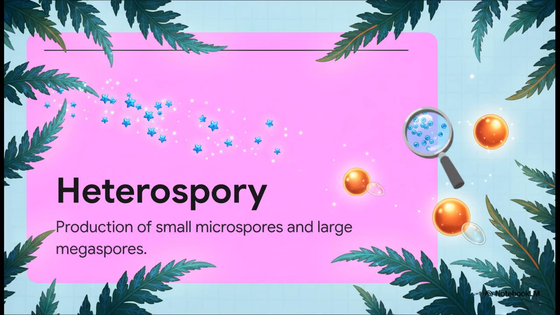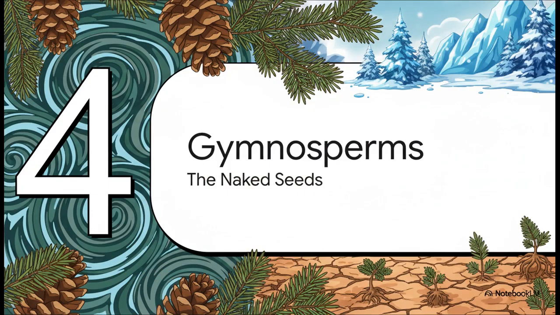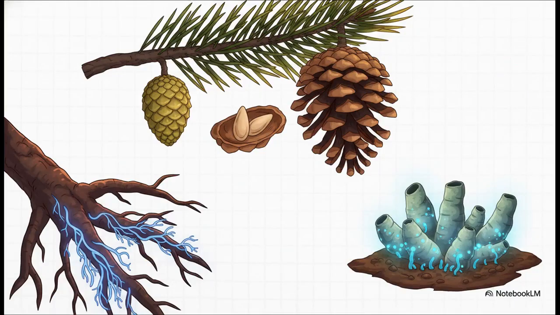Separating the male and female spores was the breakthrough that let plants eventually package a baby plant with its own built-in food source. And that massive leap brings us right to level 4, gymnosperms. Welcome to the era of the naked seeds. If pteridophytes invented the plumbing, gymnosperms invented the ultimate survival capsule.